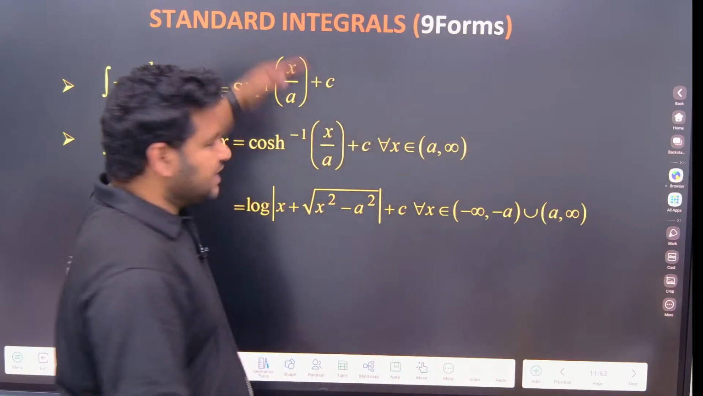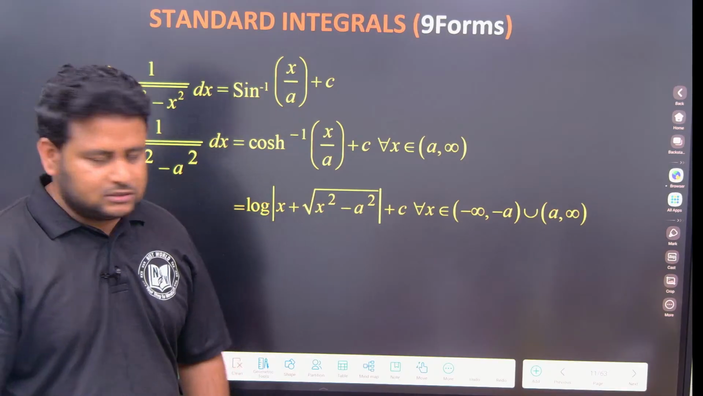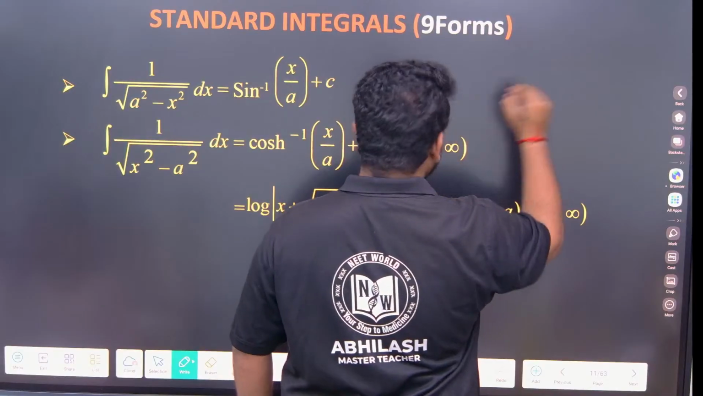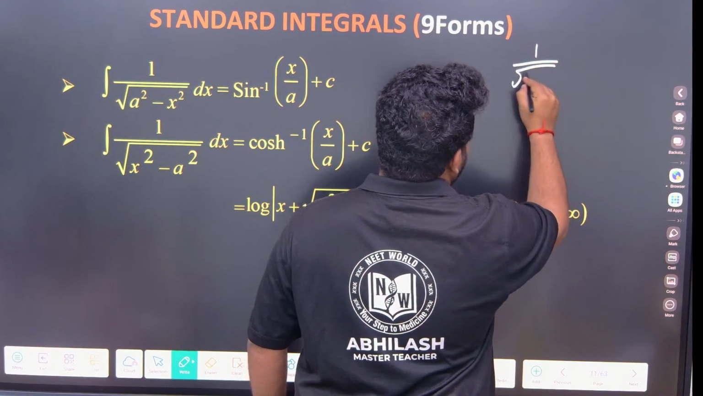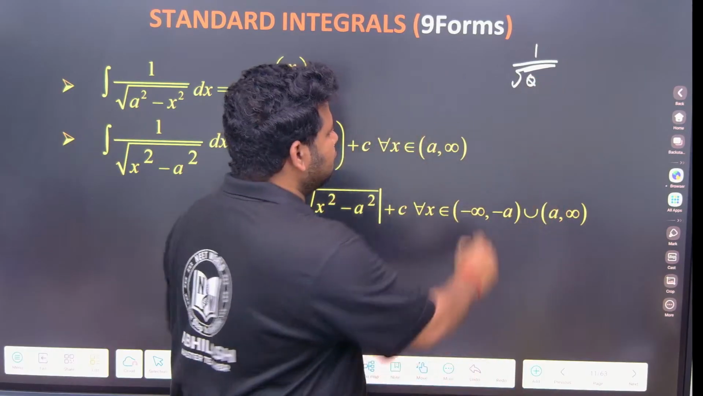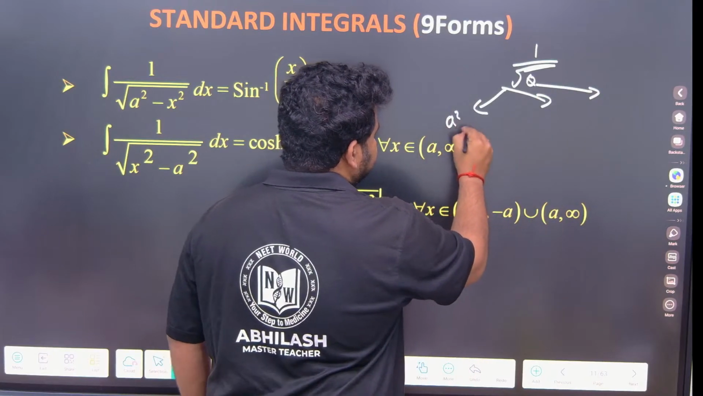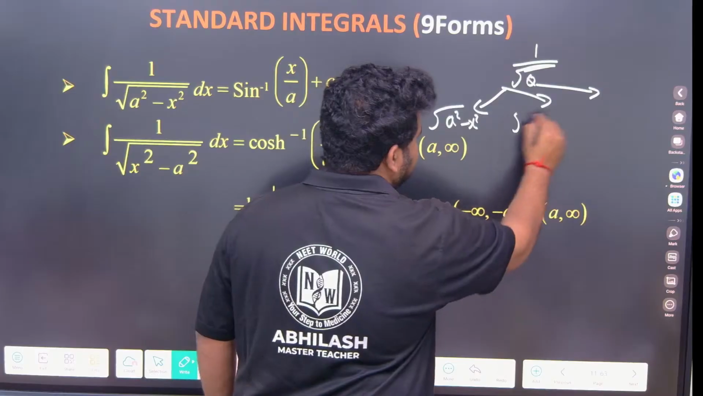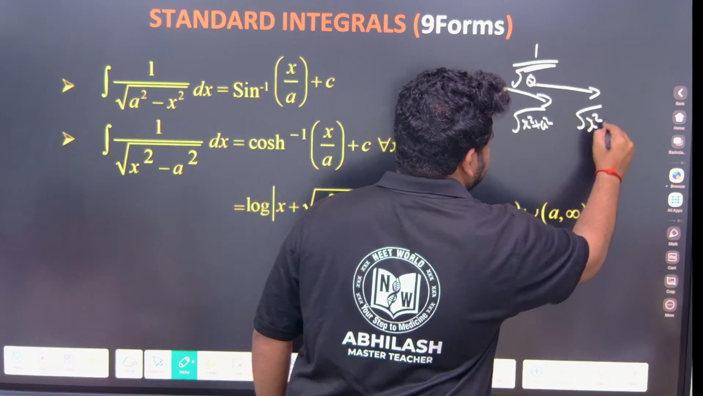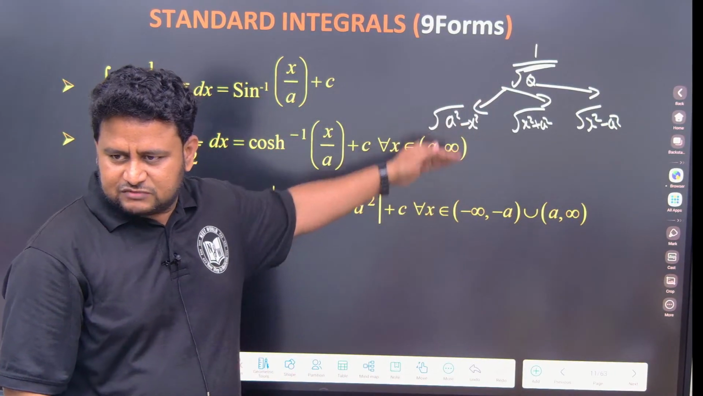Now, some standard forms I told you, 9 standard formulas you have to remember. Suppose you are having the question 1 by root of something, what are the 3 possibilities that can be there? One is square root of a square minus x square. Next is a square plus x square. Next is x square minus a square. For these corresponding formulas I told you how to remember. I will not repeat again. You know how to remember these formulas.